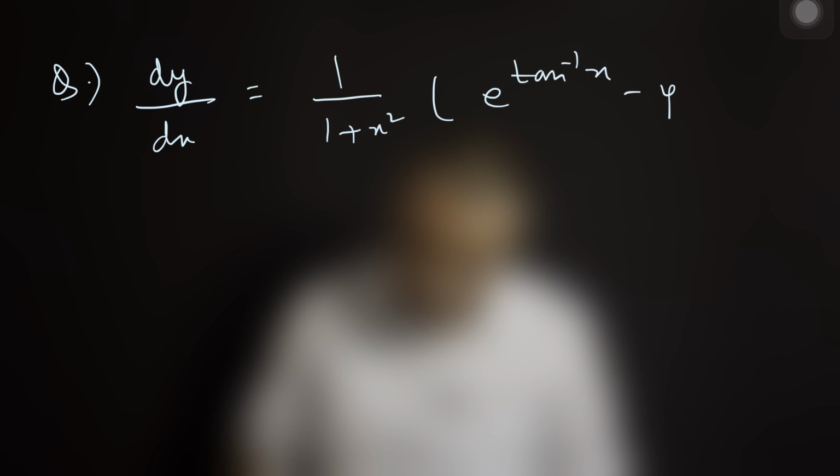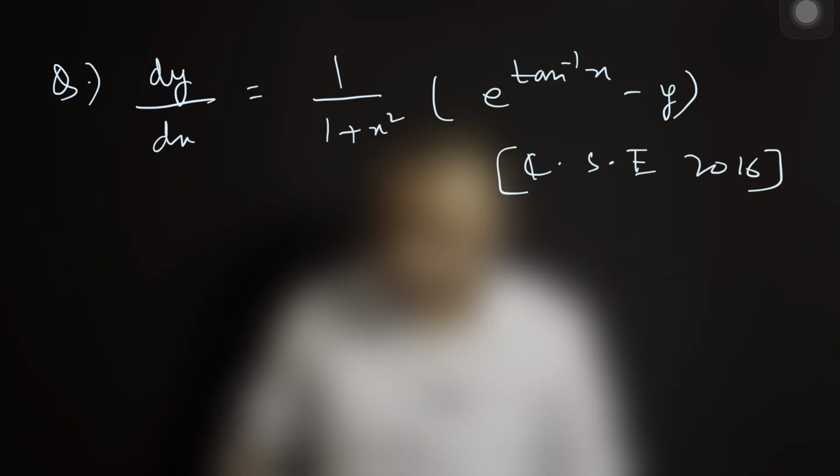Here is the question: dy by dx is equal to 1 by 1 plus x square, e to the power tan inverse x minus y. Now, this is asked in the Civil Services Examination 2016. So, undoubtedly, this is a first order, first degree differential equation. And this gives me a synopsis of how I can do.